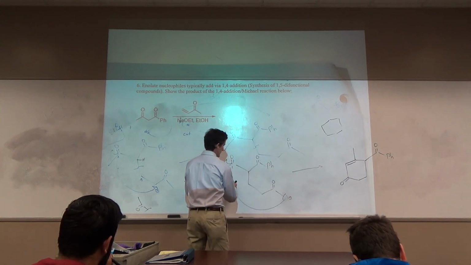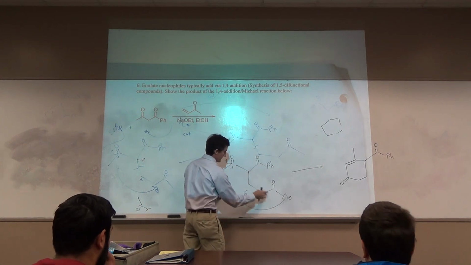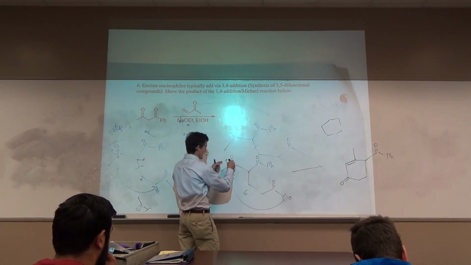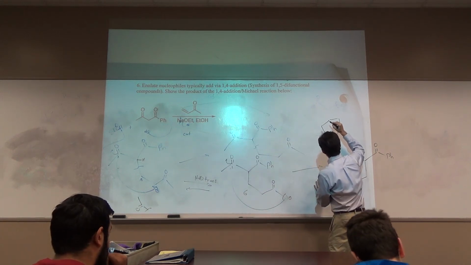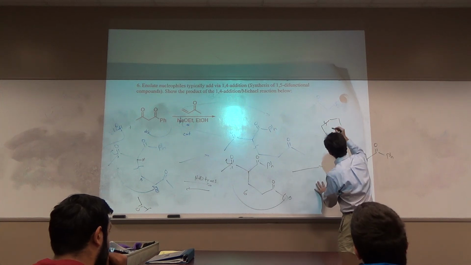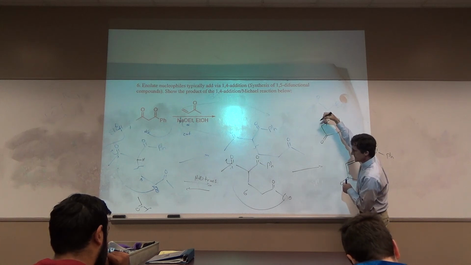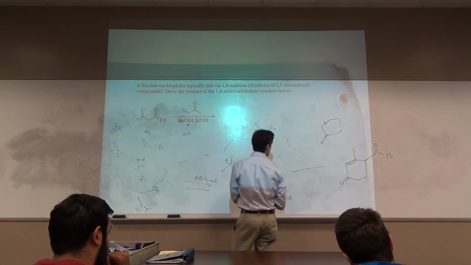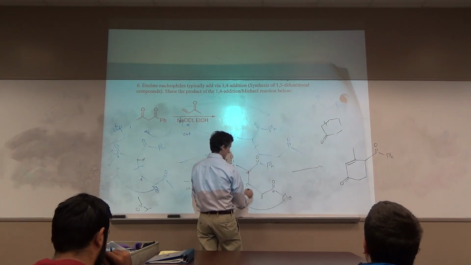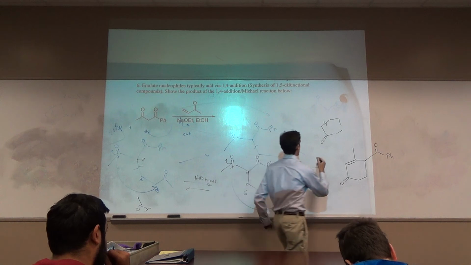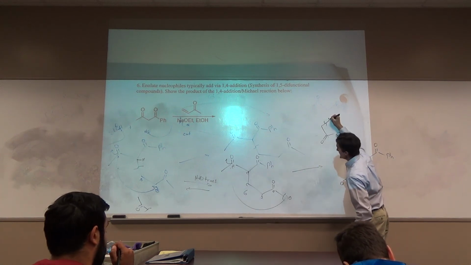When this attacks here, you have the double bond on the bottom. Here's your 6-membered ring: 1, 2, 3, 4, 5, 6. Electrons up. Let's say we made this bond here, carbonyl, methyl and OH. Let's label this A, B, C, D, E, going this way.